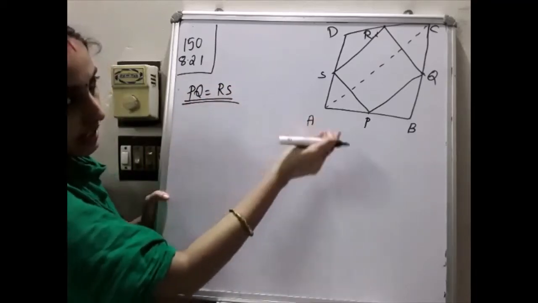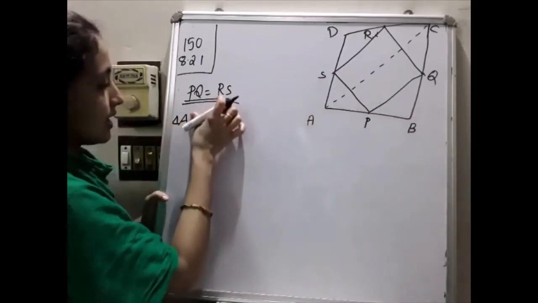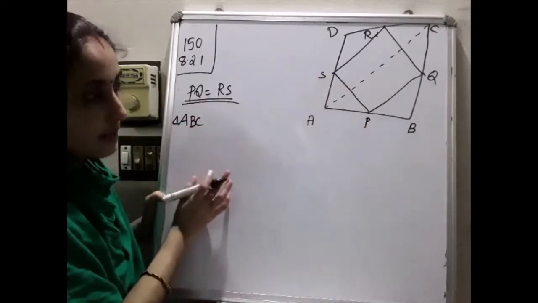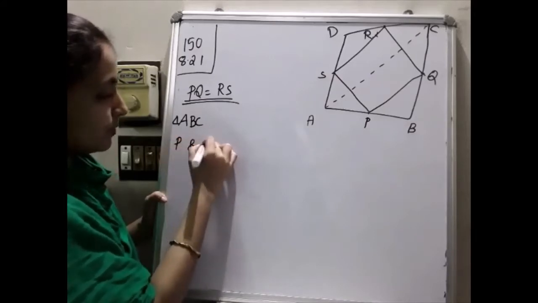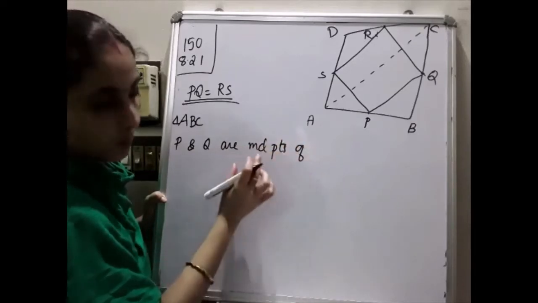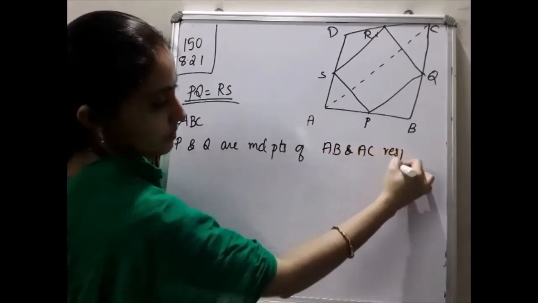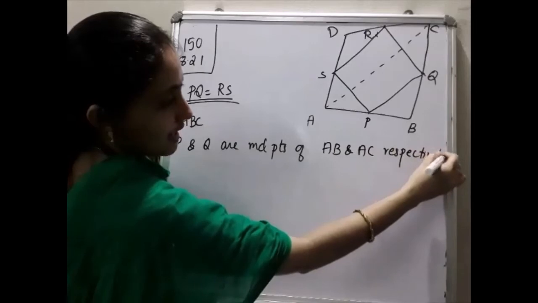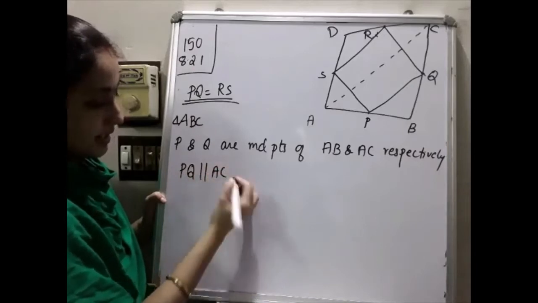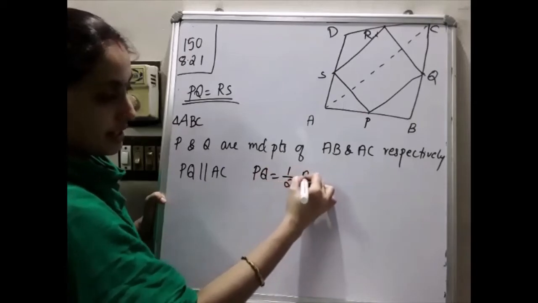For that purpose, here also we see a triangle. Which triangle can you say? ABC. ABC is a triangle, and P and Q are the midpoints of AB and AC respectively. So by the midpoint theorem, what can we say? PQ is parallel to AC, and PQ is equal to half AC.